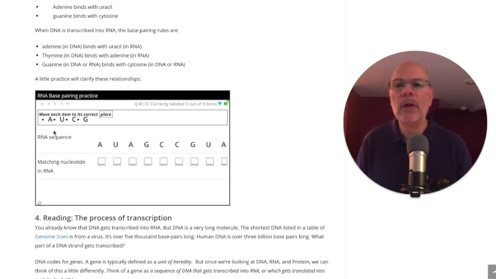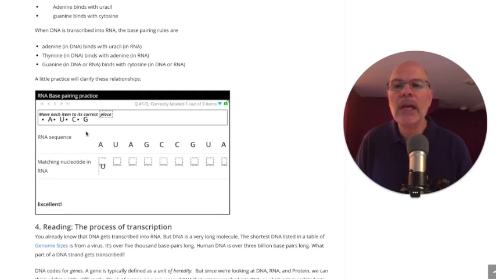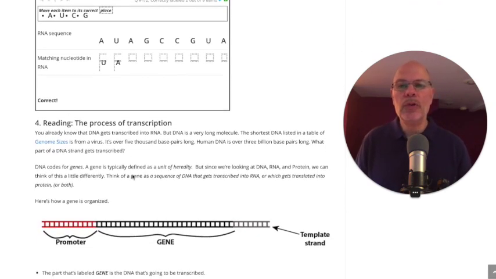So, for example, over here you have to drag in the matching nucleotide in RNA. If you have an RNA, so RNA to RNA, so A would go to U. Let's see if I got that right. Fantastic. And let's see what happens. U goes to A. So, this kind of thing. That's just building mastery about base pairing rules in RNA.